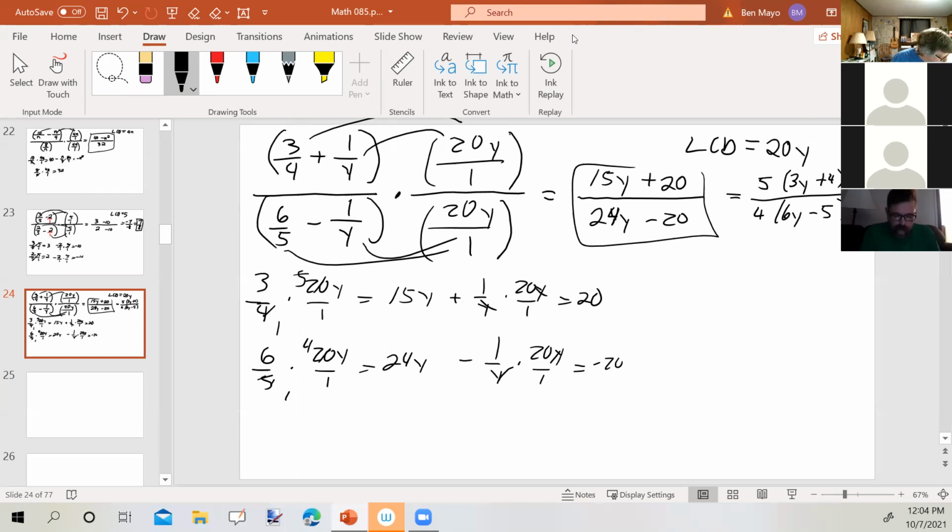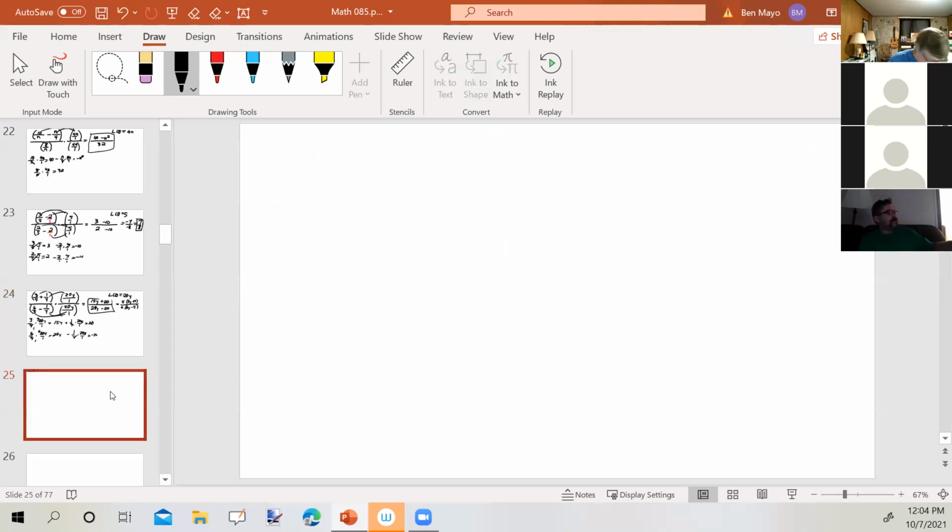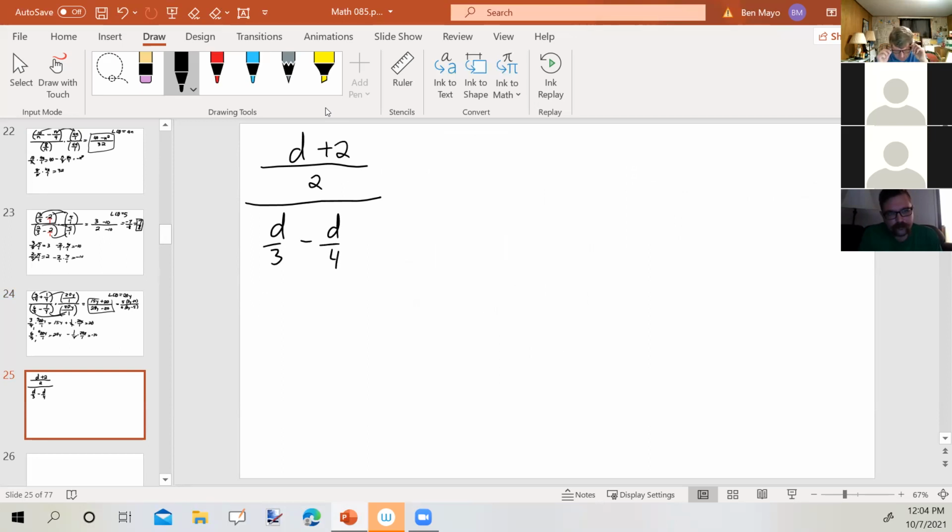Let's take a look at this one. D plus 2 over 2 divided by D over 3 minus D over 4. Now I have a single fraction in the numerator, but I don't have a single fraction in the denominator. So I can't just go to that thing we looked at the very beginning.